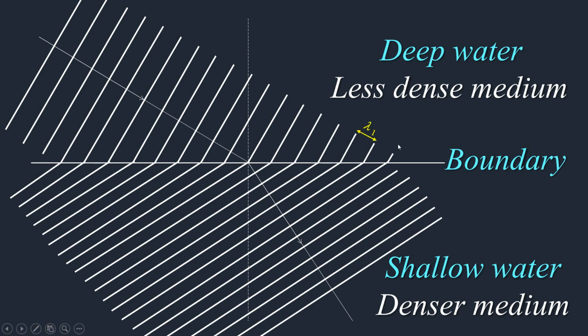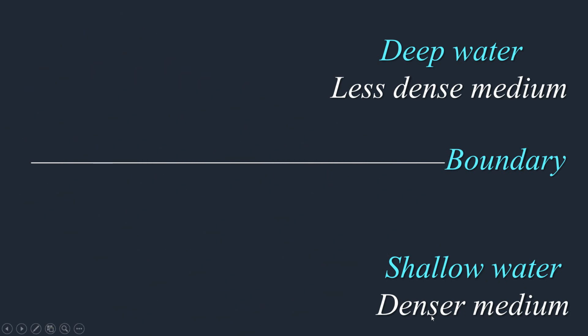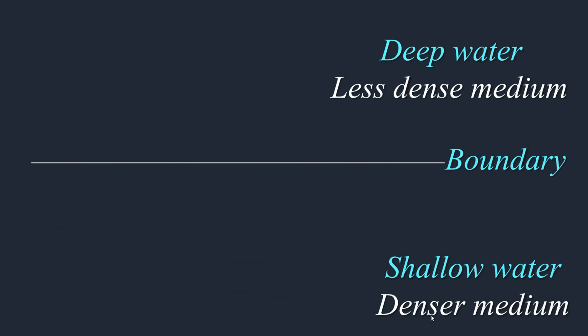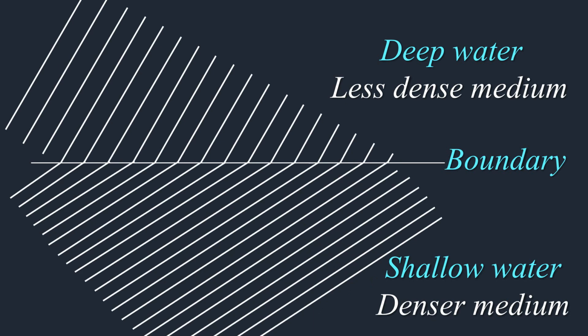Now, if this is lambda 1, the first wavelength in the less dense medium, which is the deep water, and this is lambda 2 in the shallow water, which is the denser medium. I'm going to take a case where I first take away the rays. Let me take away the rays and show you what has happened. That is what has happened. These waves came like this and then they bent and were refracted like this. But I always advise you, when you're drawing, you draw like this so that you don't confuse yourself.